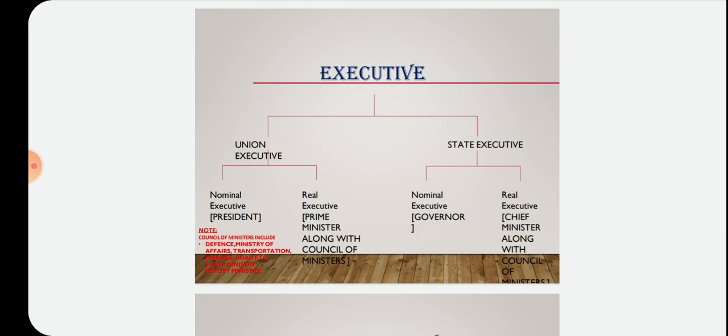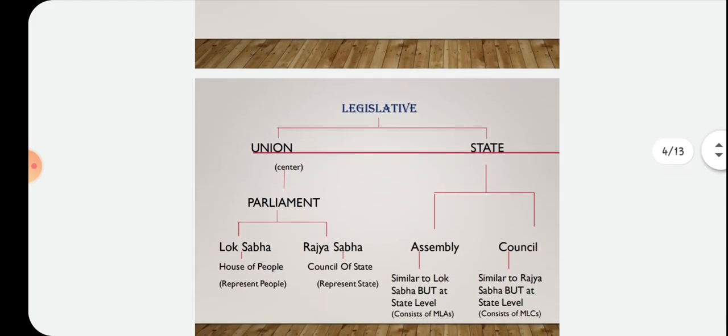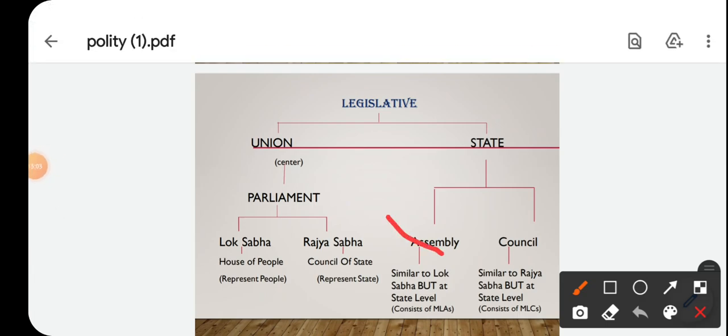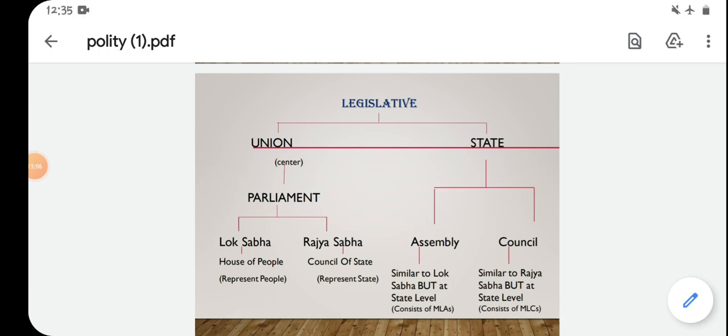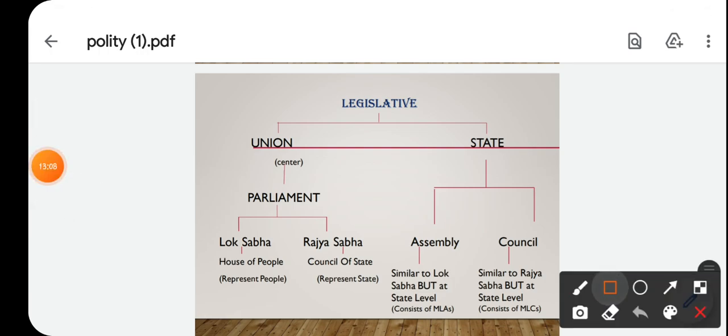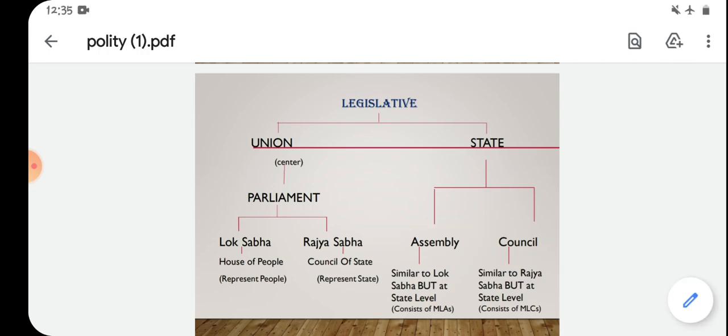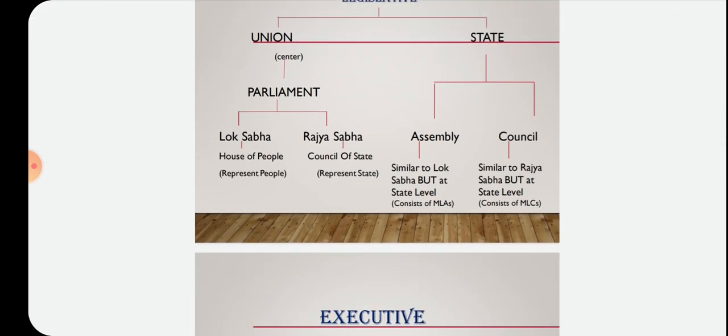In bicameral legislature, which has both legislative assembly and legislative council, any state that has both is known as a bicameral state. That particular state follows bicameral legislature. You can write down in the comment box which states follow bicameral legislature and which states follow unicameral legislature. Unicameral legislature simply means it has only a state legislative assembly.